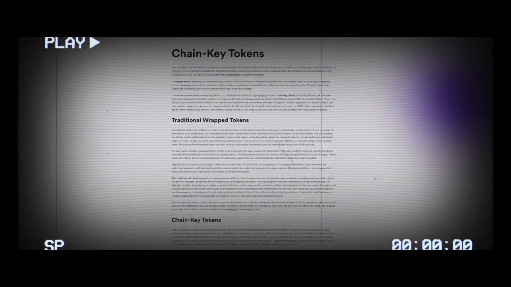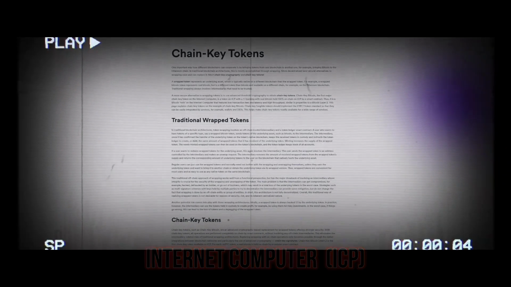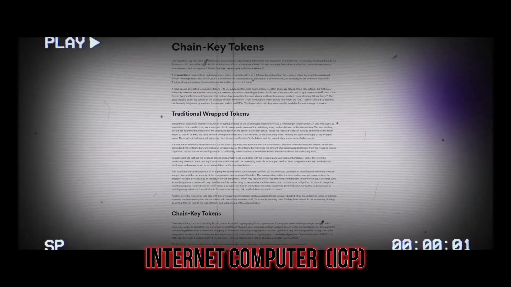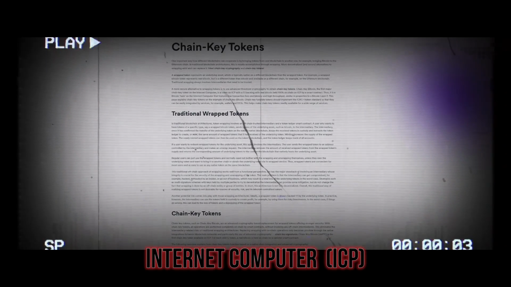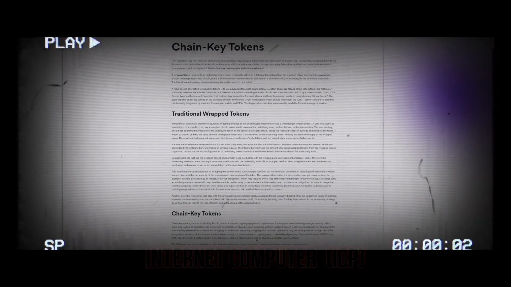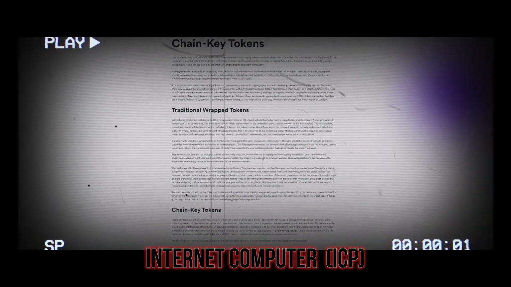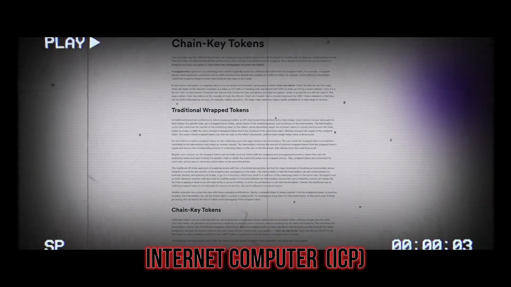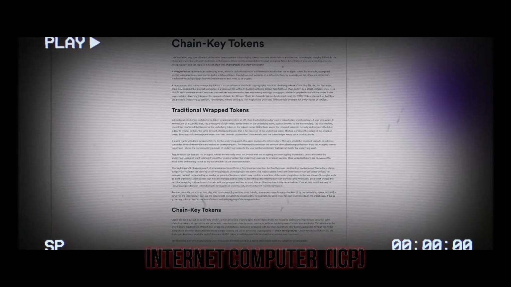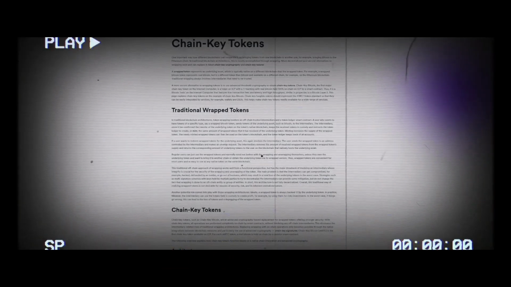The newly minted wrapped tokens can then be used on the token's blockchain, and the token ledger keeps track of all accounts. If a user wants to redeem wrapped tokens for the underlying asset, this again involves the intermediary. The user sends the wrapped token to an address controlled by the intermediary and makes an unwrap request. The intermediary removes the amount of received wrapped tokens from the wrapped token supply and returns the corresponding amount of underlying tokens to the user on the blockchain that natively hosts the underlying asset.